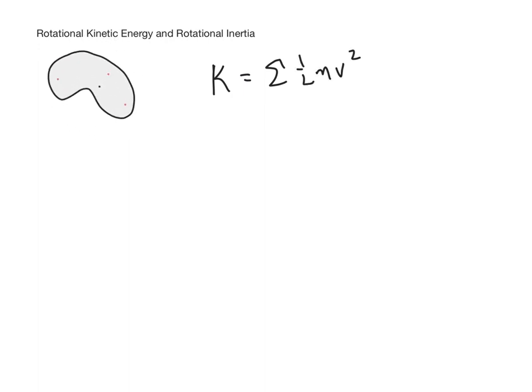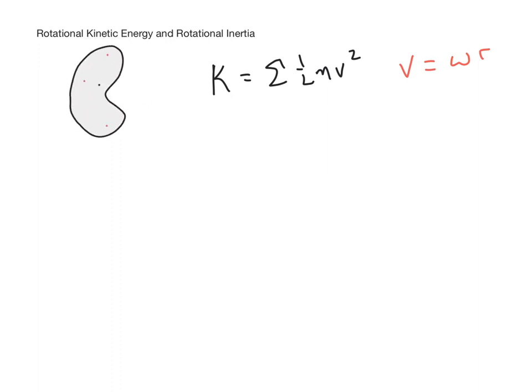Now, what's the same for every one of those particles is the angular velocity. Even though they're all at different radii, the angular velocity stays the same. It's rotating through the same number of radians in the same amount of time. So we're going to substitute omega r in for the v squared.